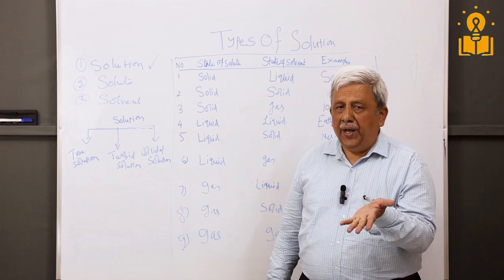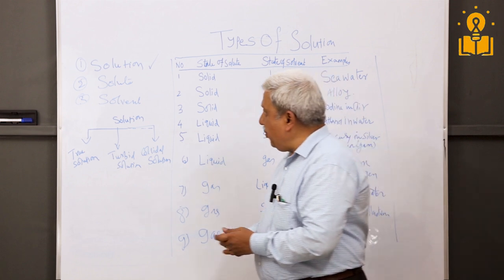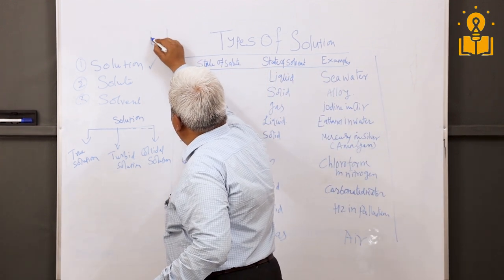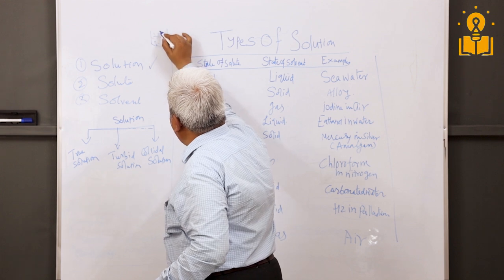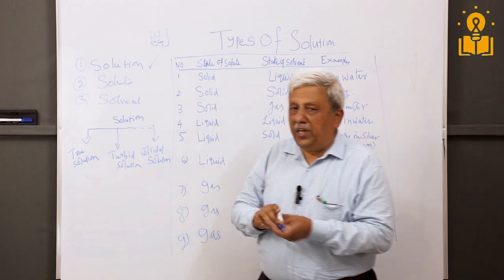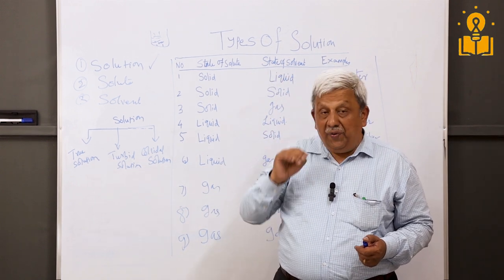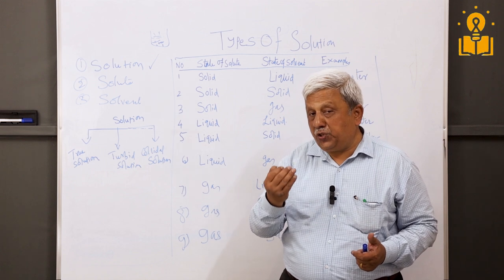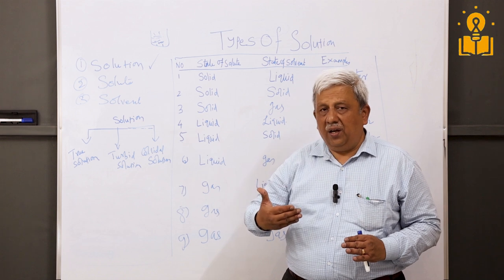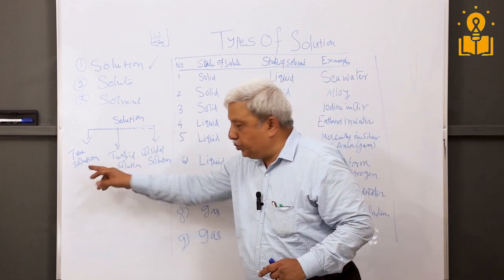For example, if you dissolve sugar in water, suppose you take water and add sugar in this, after stirring completely, will we be able to tell which is solute and which is solvent? No. So it is a homogeneous thing, one matter. That is something we call a true solution.